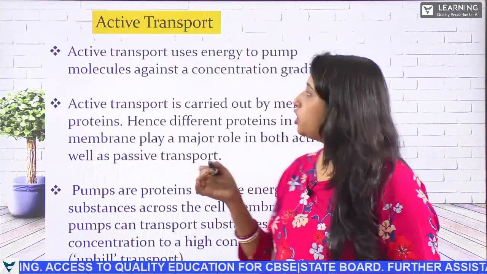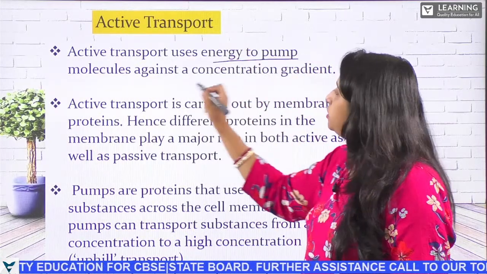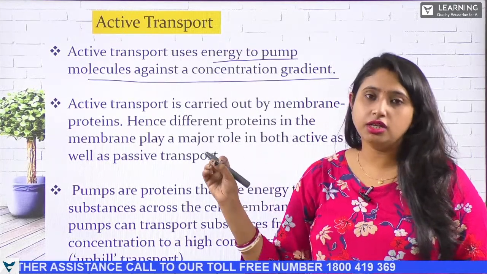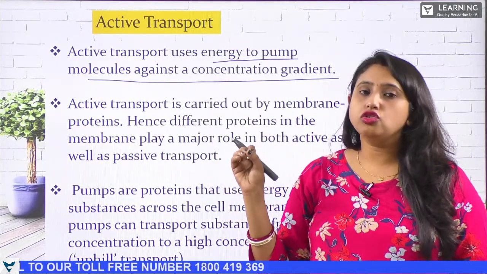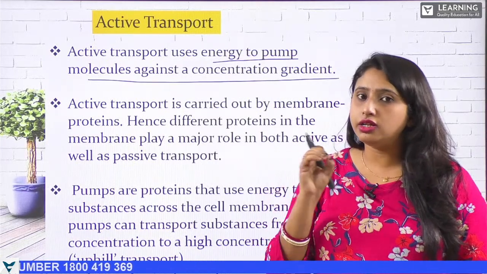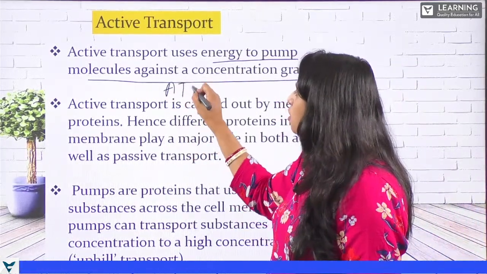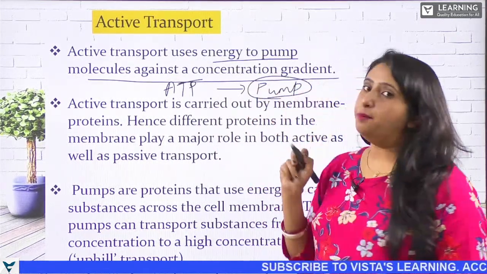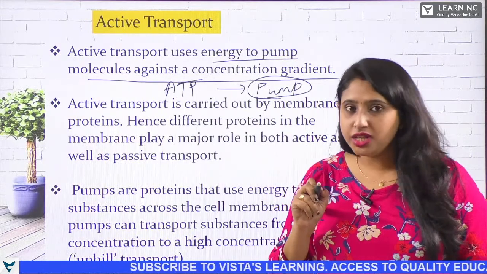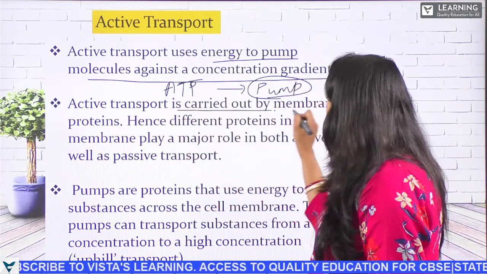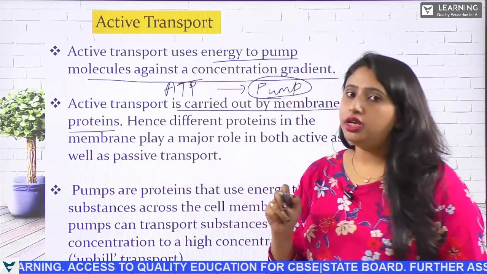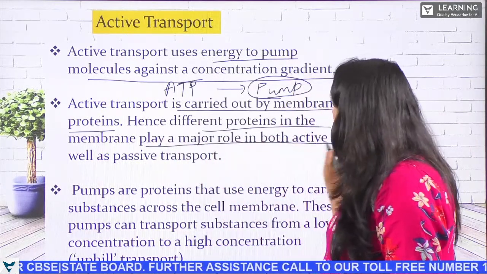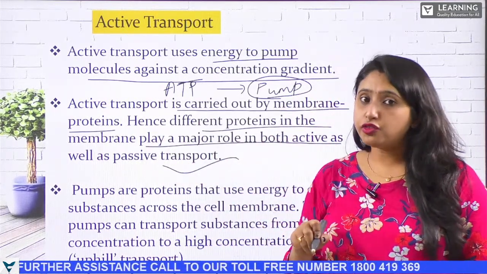So let us see that active transport uses energy to pump the molecules against a concentration gradient. We have studied that it is against the concentration gradient. So for those molecules, active transport uses energy in the form of ATP to pump them using a special protein pump, that is the Na plus K plus pump. So active transport is carried out by the membrane proteins. Hence, different proteins in the membrane play an important role in both active and passive transport.